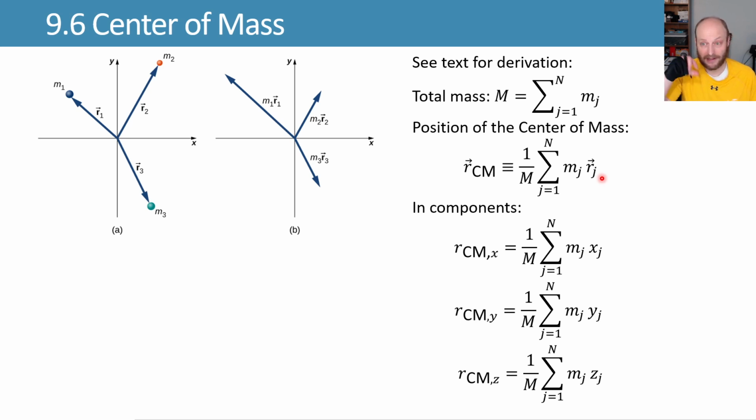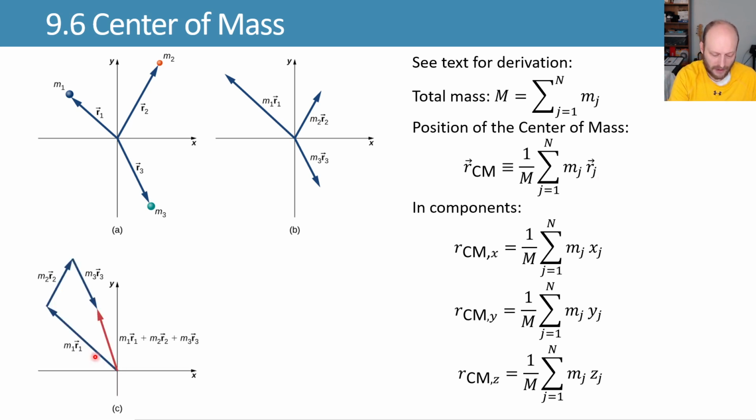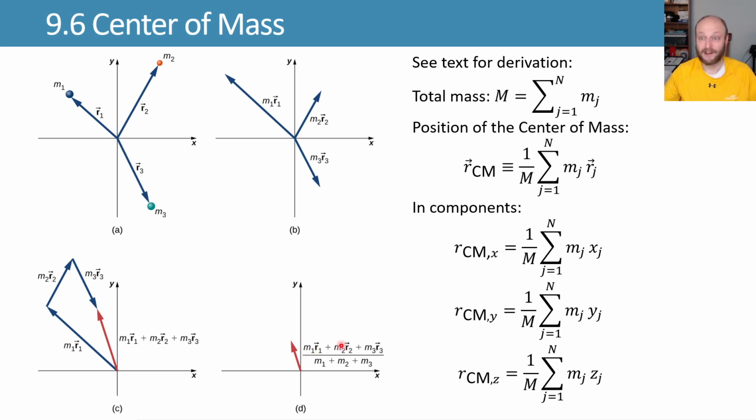You can think about that as adding tip to tail here. So graphically that looks like m1r1 plus m2r2 plus m3r3. And our resultant vector is that m1r1 plus m2r2 plus m3r3. We then multiply by 1 over m, or divide by the combined mass, and we get our position of our center of mass as being right there. That's finding the center of mass of discrete points.